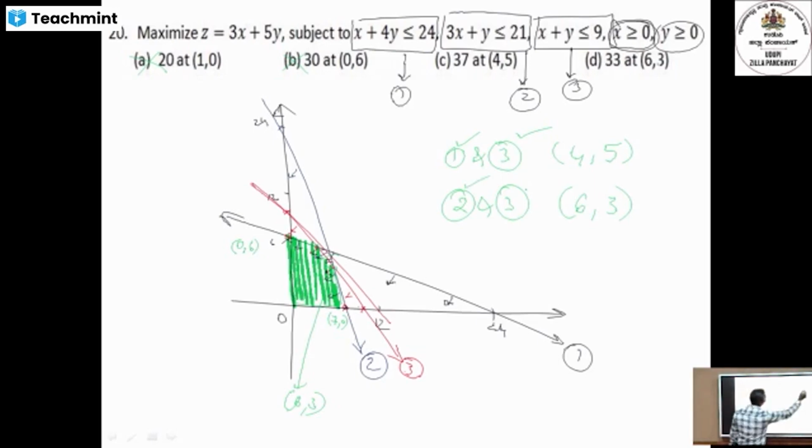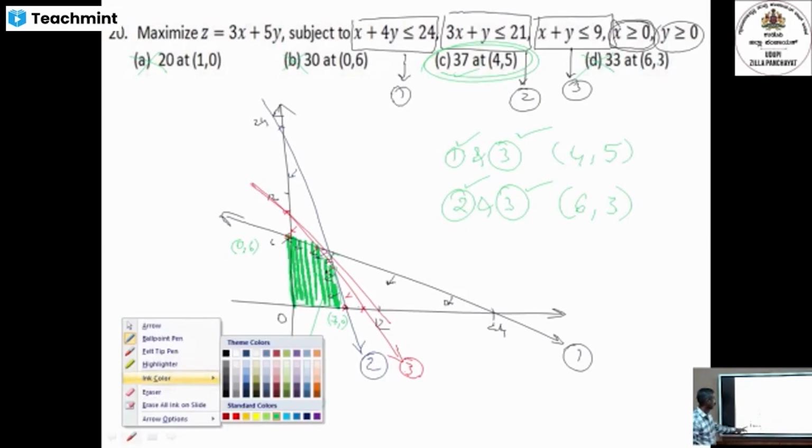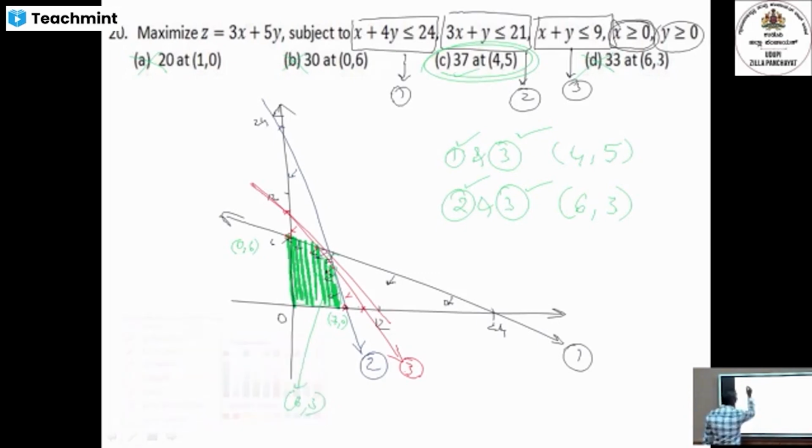So (6, 3), if you substitute, what is the value? 18 plus 15, so that is 33. But 37 is already there. So 33 is not the maximum. So what is the maximum we are getting? 37 at (4, 5). So 37 at (4, 5) is the maximum value for this objective function. So the final answer is option C.